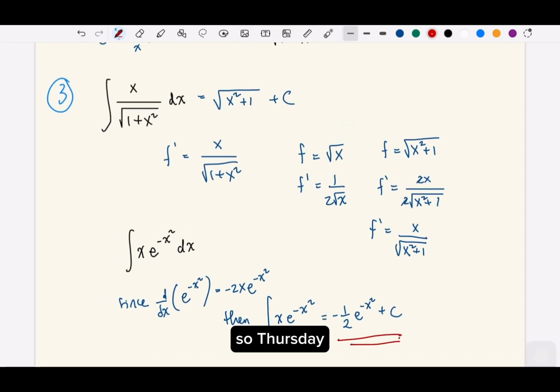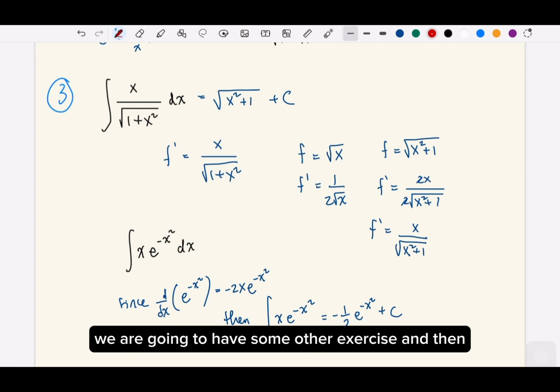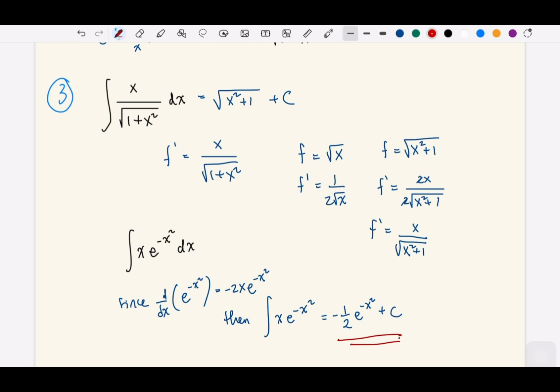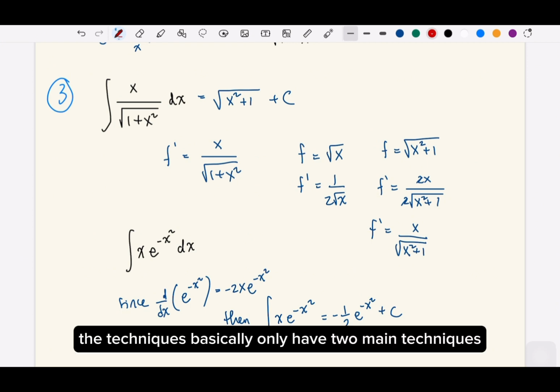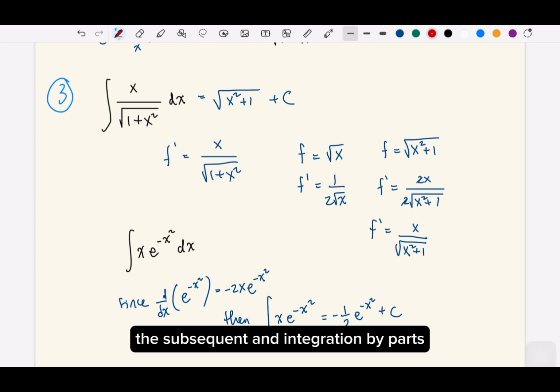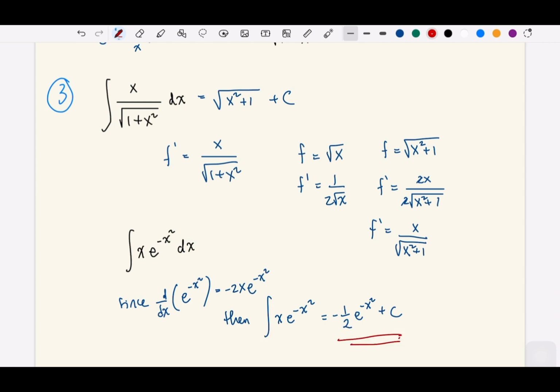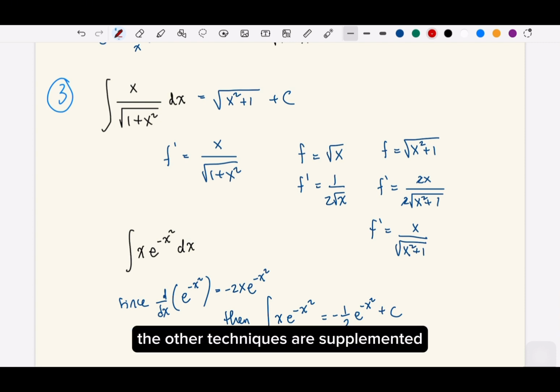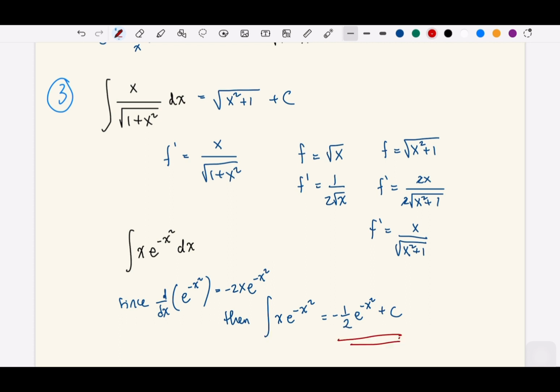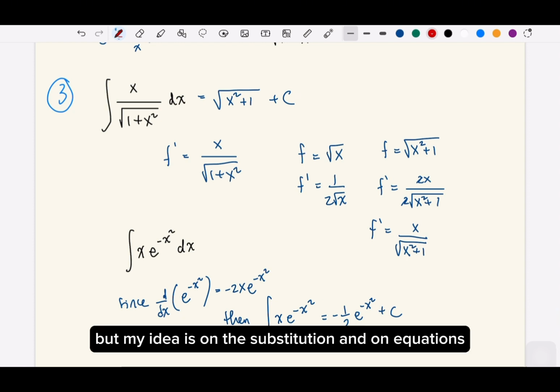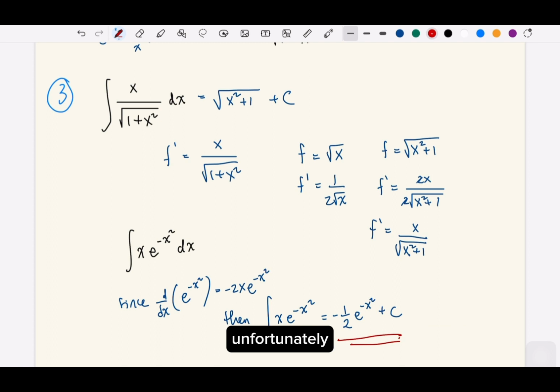So Thursday we are going to have some other exercises and then maybe some other methods to solve integrals. Regardless, the techniques basically only have two main ones: substitution and integration by parts. The other techniques are supplementary, like using trigonometric identities and partial fractions. But the main idea is substitution and integration by parts. Okay. Is there any question?